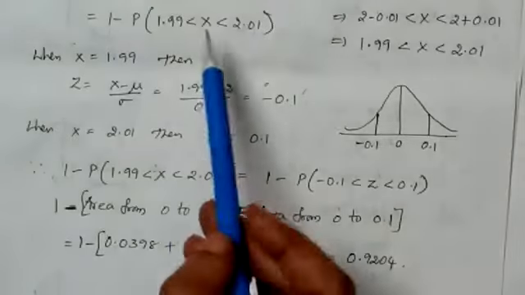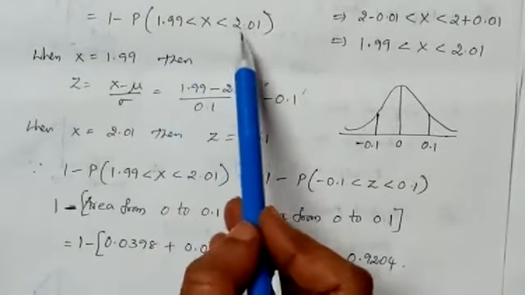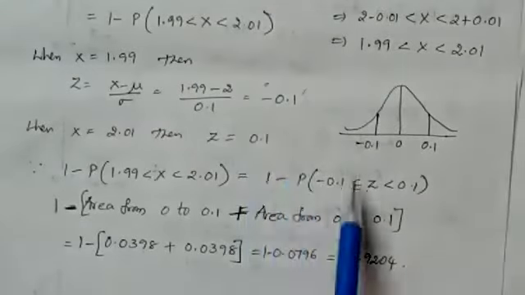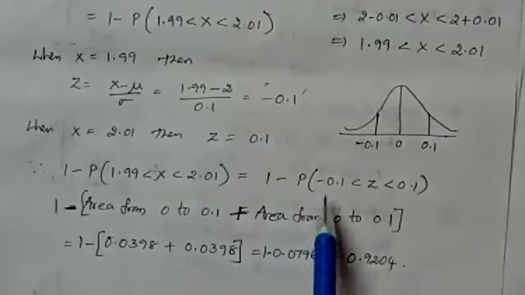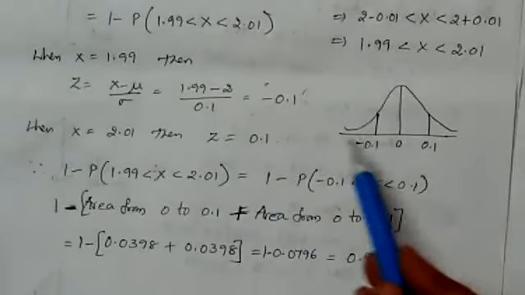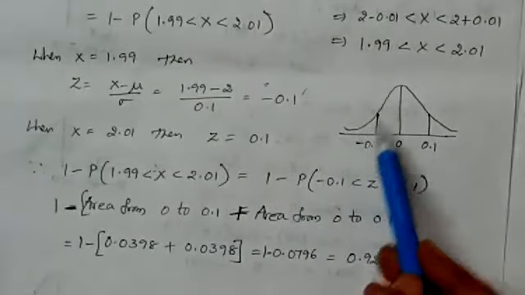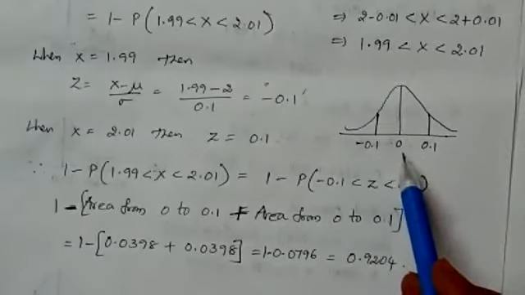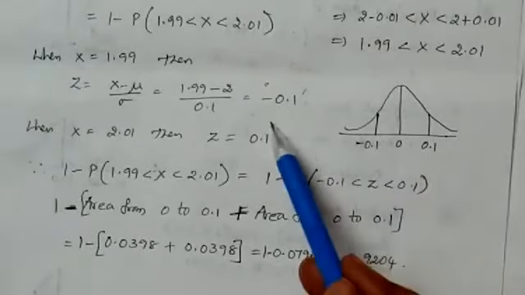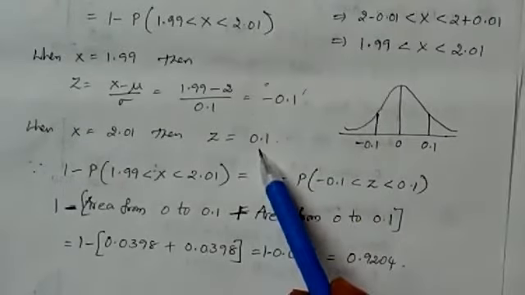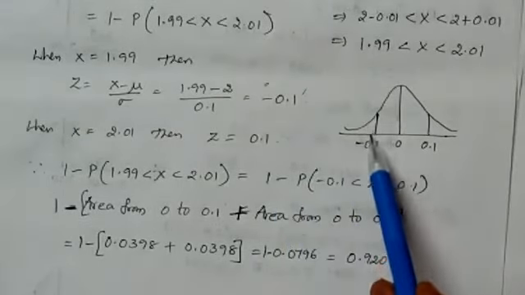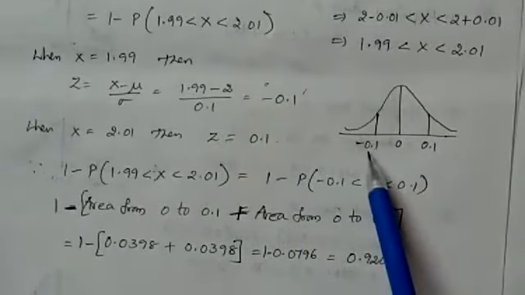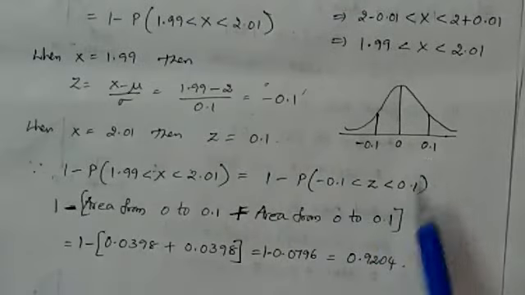Now here the x lies between 1.99 and 2.01. So we have converted into the standard variate, and z lies between minus 0.1 and 0.1. So this is the normal curve. In that, this is a symmetrical line. In this case z is always 0. One z value is negative here, another z value, 0.1, is positive. So I have drawn one on this side and one on this side. From 0, the left side is negative and the right side is positive.